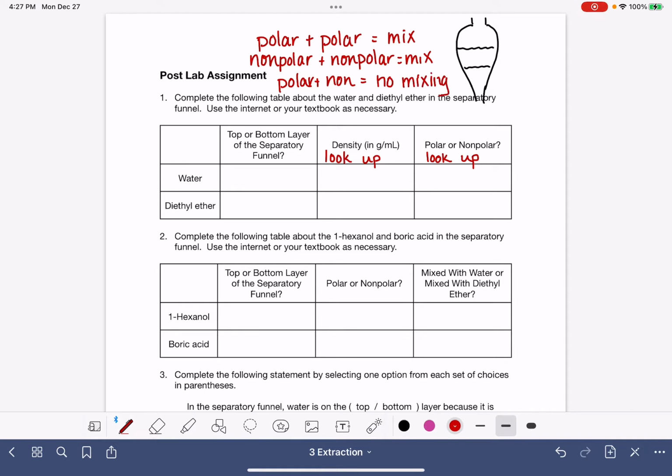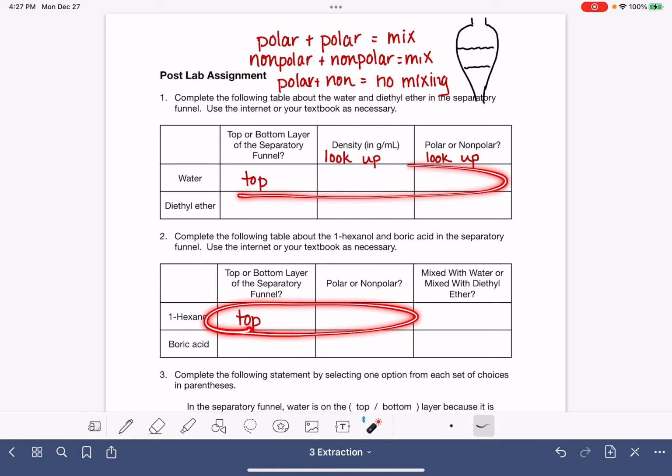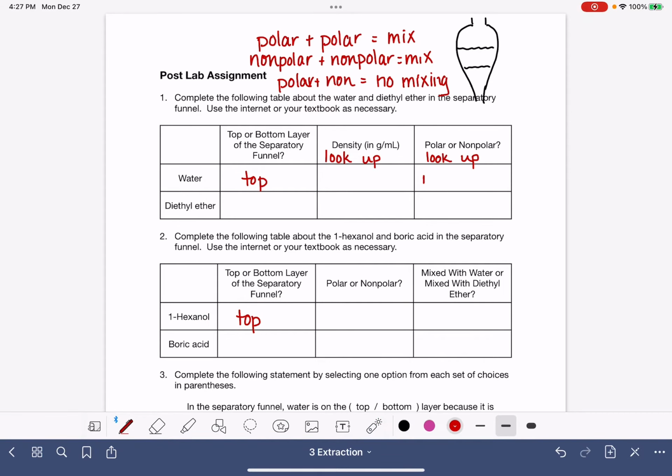So let's just say that the hexanol is in the top layer. And let's say that the water is also in the top layer. That would mean that hexanol and water need to have the same polarity. So if the internet told you that water is nonpolar, that would mean that hexanol also needed to be nonpolar. In order for them to mix together, they need to have the same polarity. If they're in the same layer, they've mixed together, and if they've mixed together, they have the same polarity.